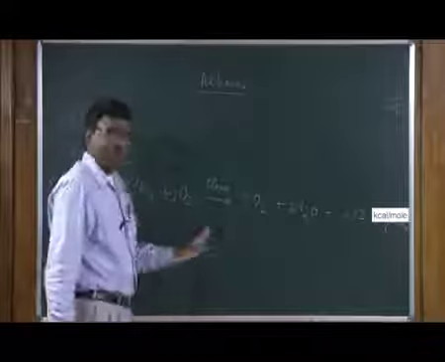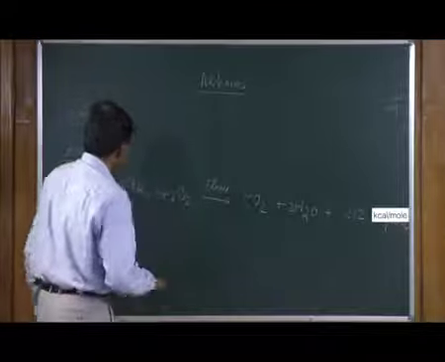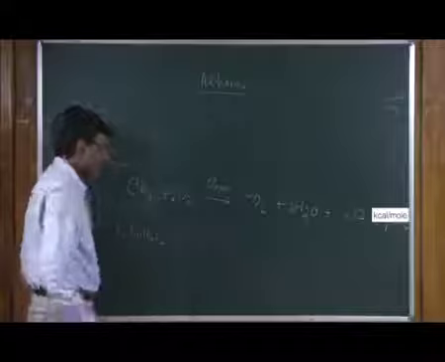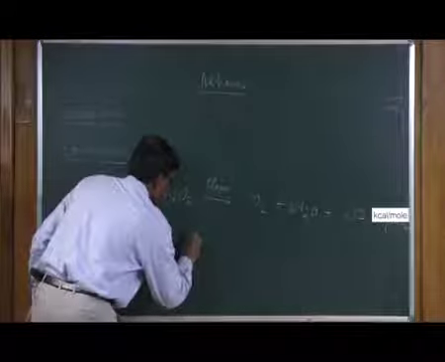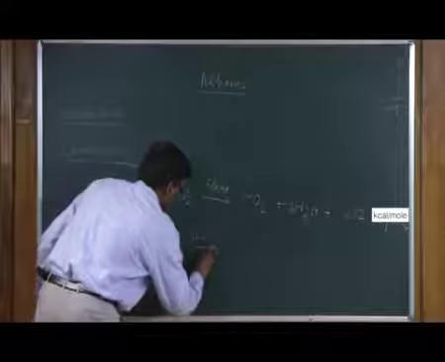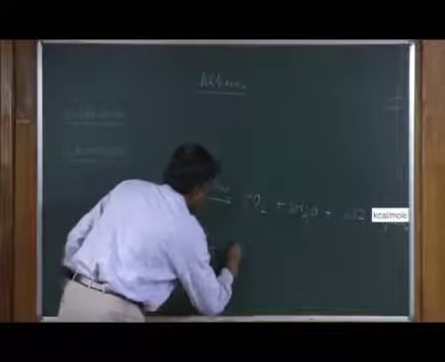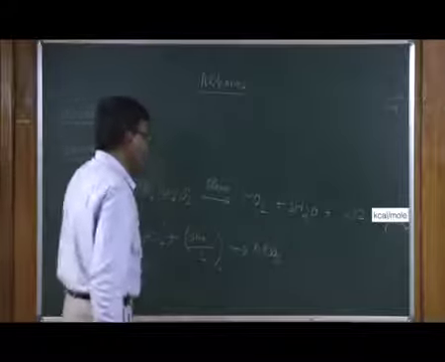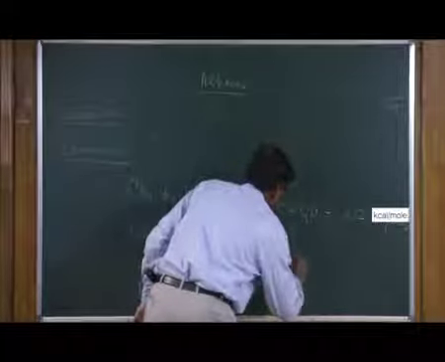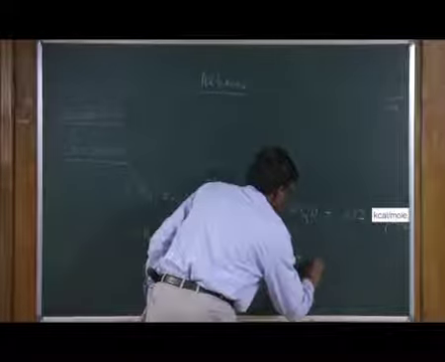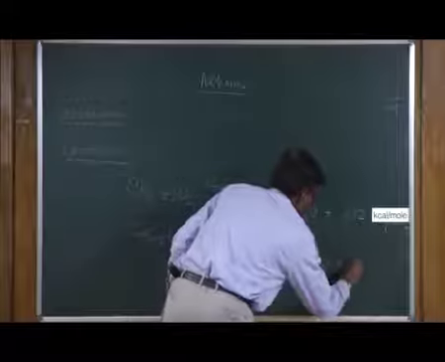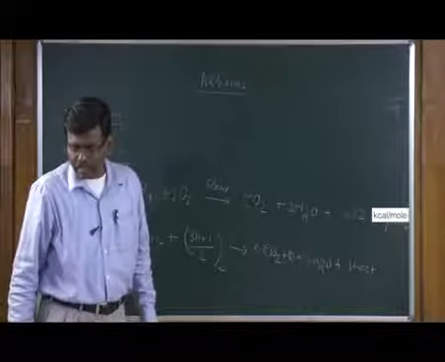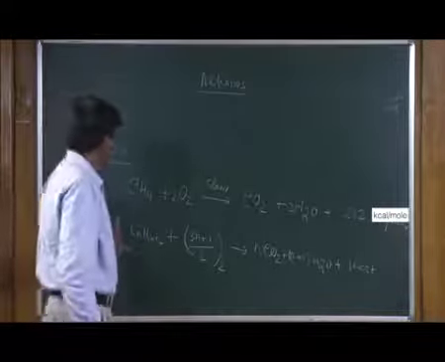And the general equation for the combustion reaction is CnH2n+2, the alkane, plus (3n+1)/2 oxygen, gives n CO2 and (n+1) H2O plus heat. This is the general equation used for combustion reaction.